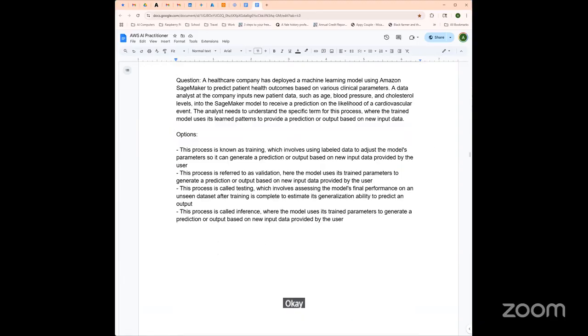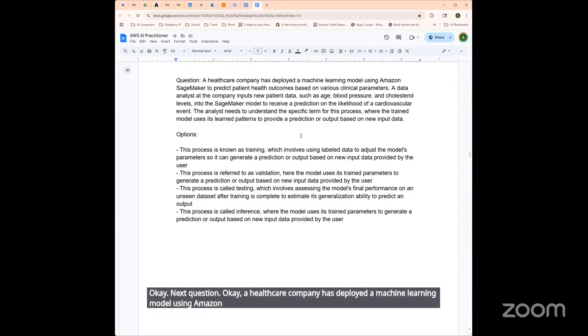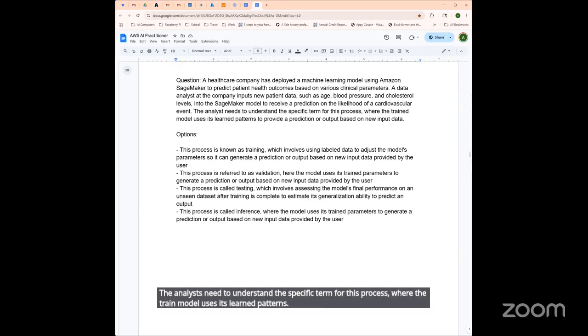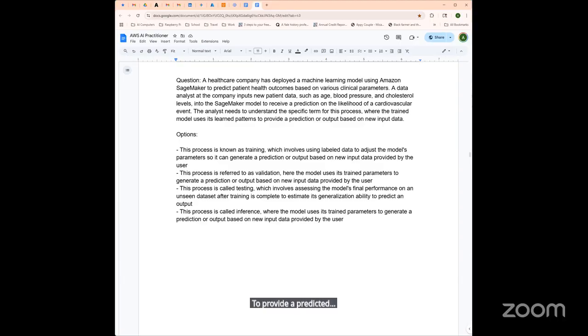Okay. Next question. A healthcare company has deployed a machine learning model using Amazon SageMaker to predict patient health outcomes based on various clinical parameters. A data analyst at the company inputs new patient data such as age, blood pressure, and cholesterol levels into the SageMaker model to receive a prediction on the likelihood of cardiovascular event. The analyst needs to understand the specific term for this process where the trained model uses its learned patterns to provide a prediction or output based on new input data.